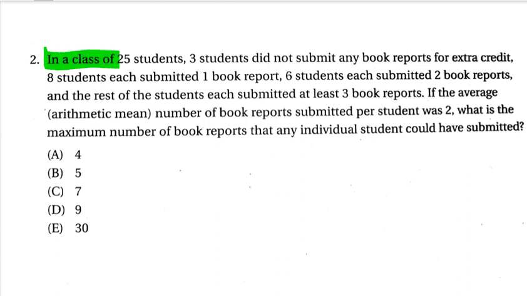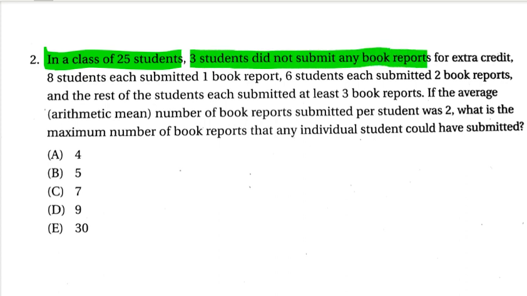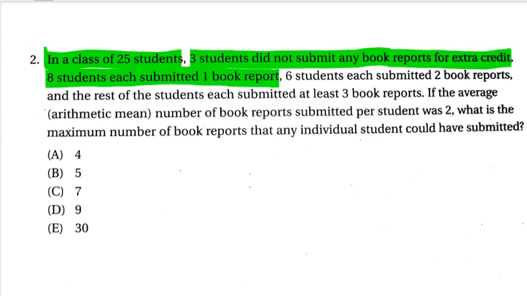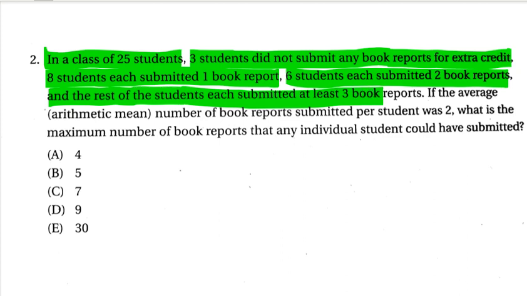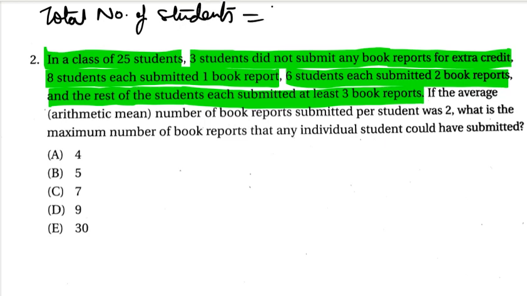In a class of 25 students, 3 students did not submit any book report for extra credit. 8 students each submitted one book report. 6 students each submitted 2 book reports, and the rest of the students each submitted at least 3 book reports. Now what we are going to do over here is to understand that the total number of students is equal to 25.